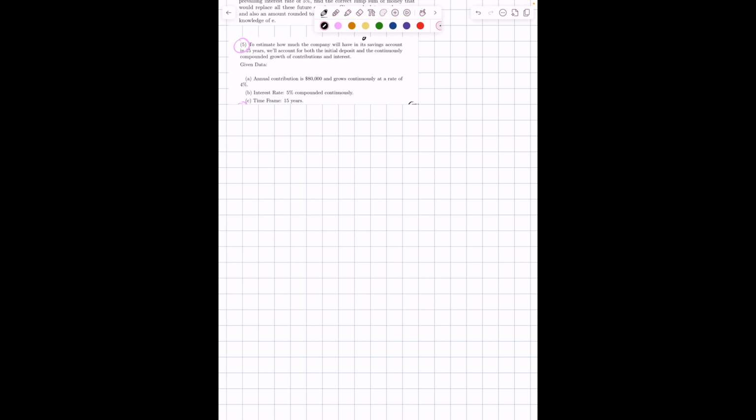Okay, this is the next problem. We're calculating the future value. So we want to build the integral from a to b of r(t) times e to the r of b minus t dt. So in this case, our integral is 0 to 15 of 80,000 times e to the 0.04t times e to the 0.05 times 15 minus t dt.